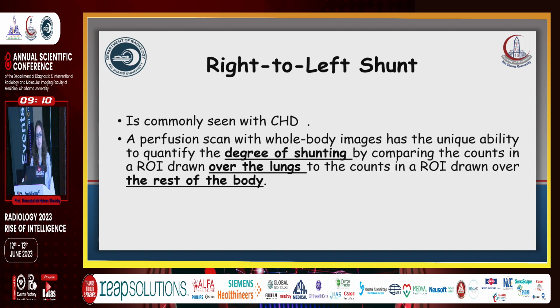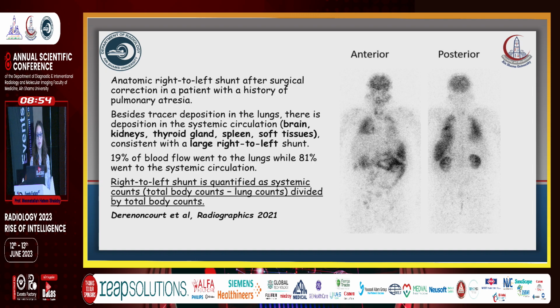Right to left shunt is commonly seen with congenital heart disease. A perfusion scan with whole body images has the unique ability to quantify the degree of shunting by comparing the counts in a region drawn over the lungs to the counts in a region drawn over the rest of the body. This is a case of corrected pulmonary atresia, and the patient has anatomic right to left shunt.